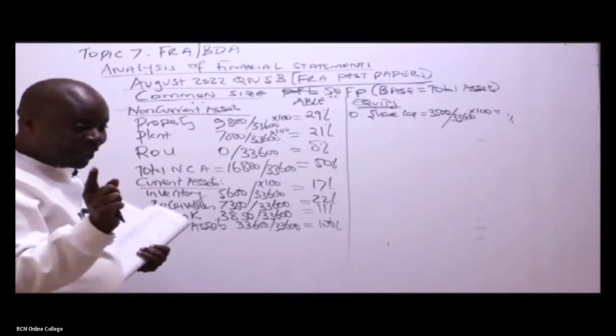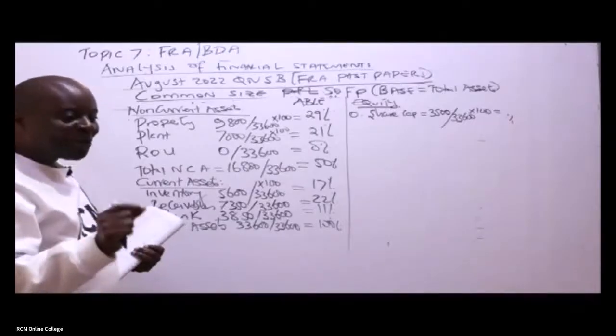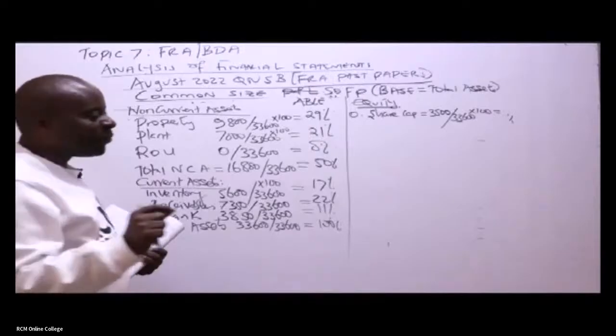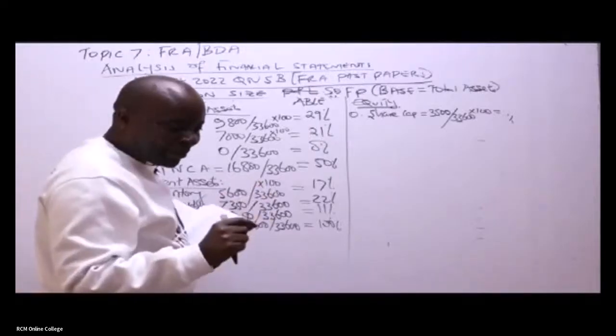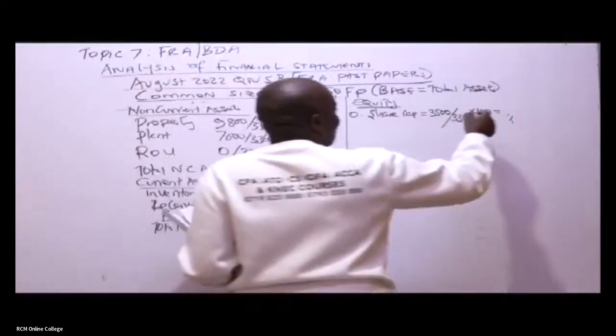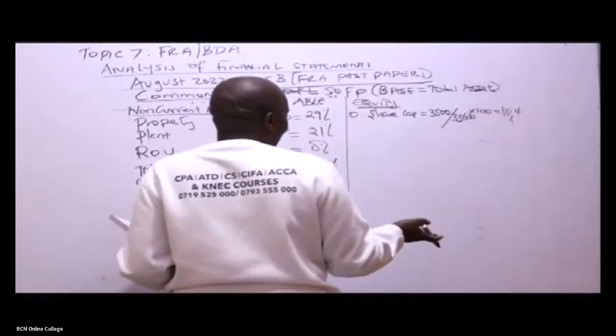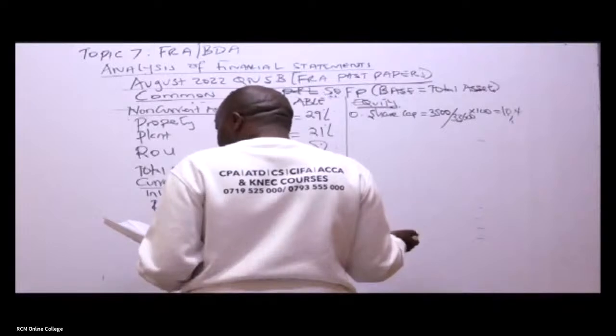Please don't round off to a whole number. If there's a decimal, you put a decimal. Is it 10.4 or 10%? Please don't round off to a whole number. At the bare minimum, put 2 or even 1 decimal place. There should be something there.